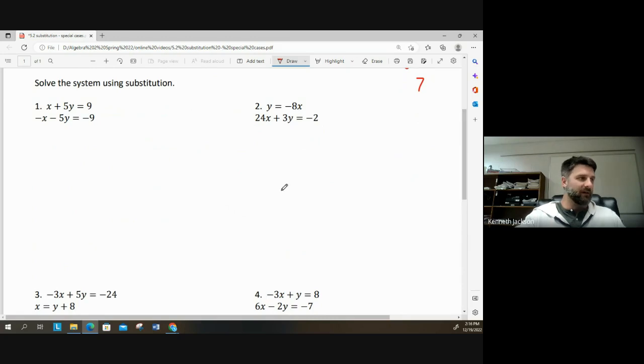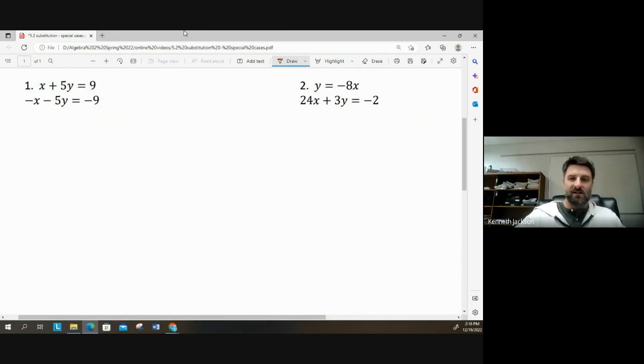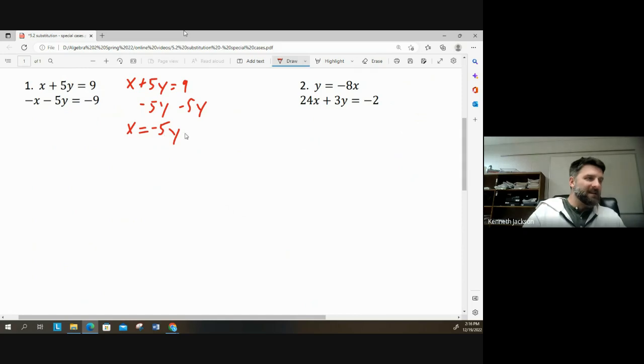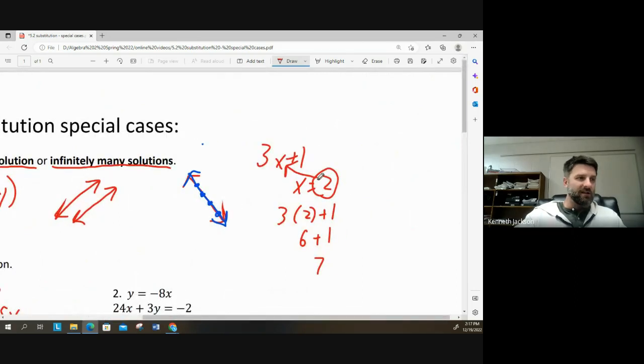So if we look at number 1 here, we are not ready to do any kind of substitution because I don't have an equation that says either x equals or y equals. But what I could do is take this top equation, this x plus 5y equal 9, and I could subtract 5y to the other side. Now, the reason I want to do that is so I can get an equation that says x equals negative 5y plus 9. Now, again, if we think for a moment about substitution, that's x is equal to a number, and so I can take that number and plug it in for x.